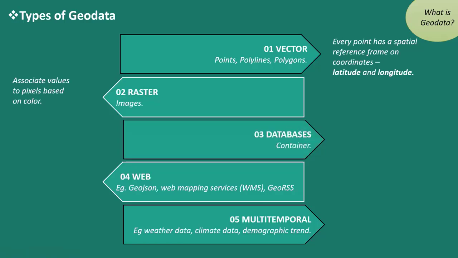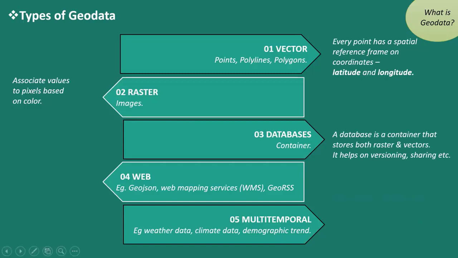Then we have databases. Databases are actually containers. We have 3 types of databases mostly, which are the S3 databases, GeoPackages, and also specialized databases. It's a container where we can store both raster and vector files. We use it for versioning, sharing, etc.